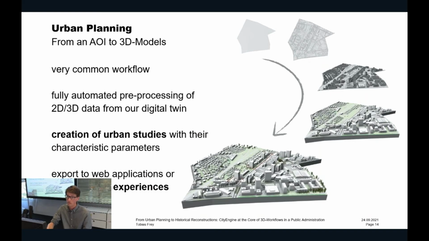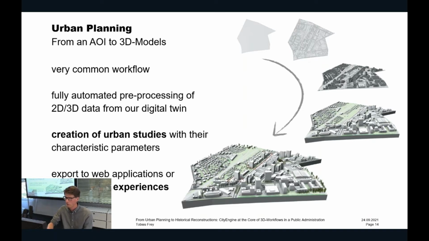So how does it normally work? We often have just an area of interest that we see here on the top right. With that area of interest, we have a fully automated pre-processing workflow that runs mostly on Python and brings all the 2D and 3D data from our digital twin together. That's what you see there on the right side, where it slowly starts to form this model. We bring it into CityEngine.